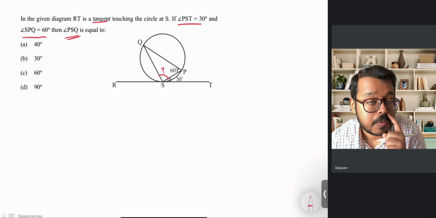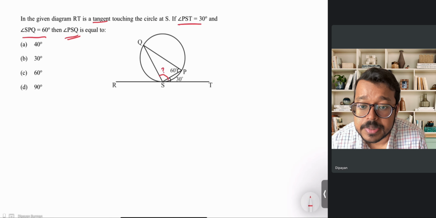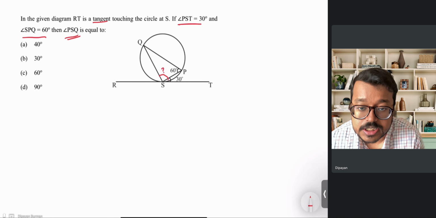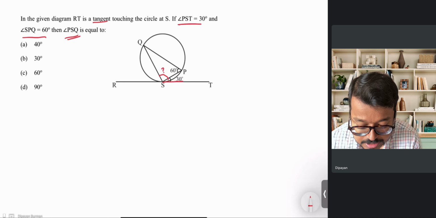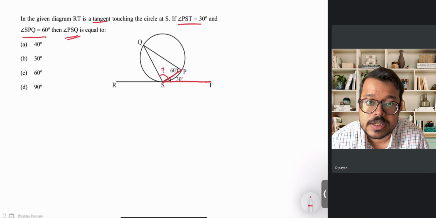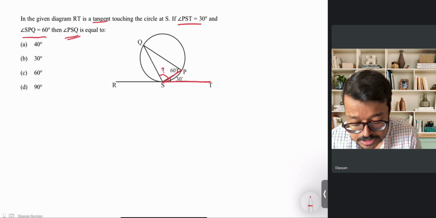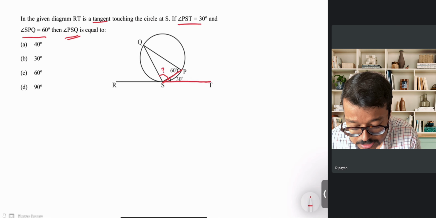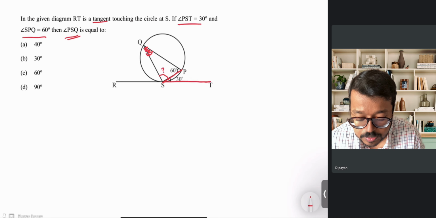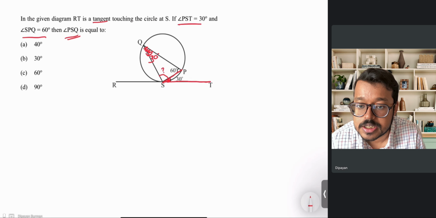Now let's look at what theorem might be useful to solve this question. First, let's look at angle PST, which is 30 degree. So this is an angle between my tangent ST and my chord SP. So there is a theorem stating that the angle between a tangent and a chord is equal to the angle in the alternate segment. So here the angle in the alternate segment is angle PQS. So this angle PQS has to be equal to angle PST. So we have a 30 degree here. Angle PQS is 30 degree.